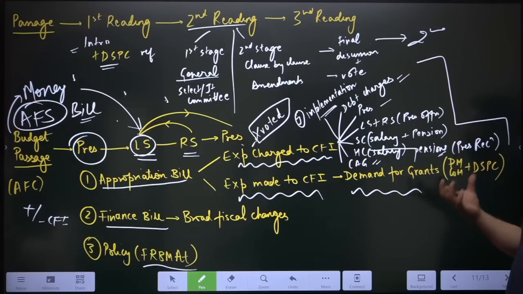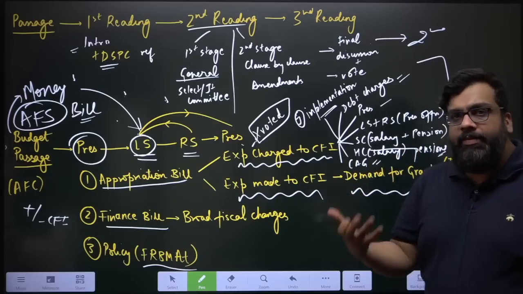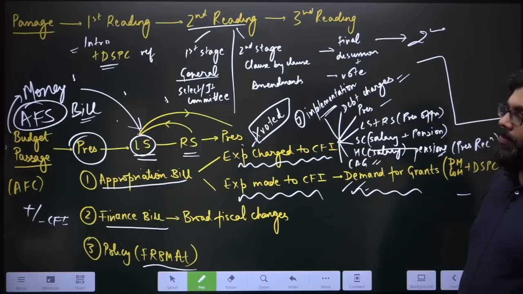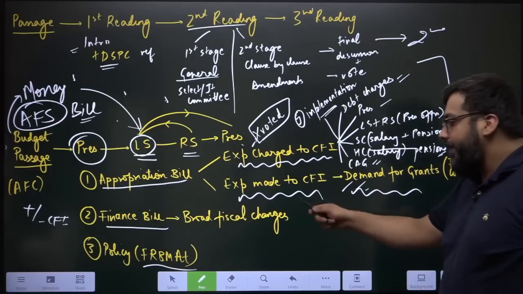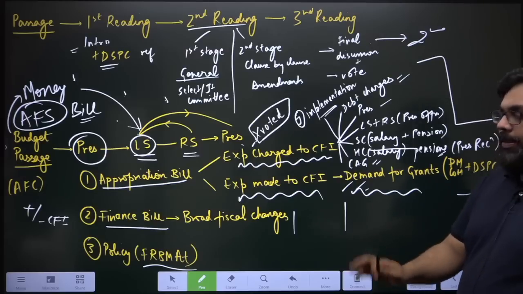They come to a consensus. They come to a good number. These committees comprise members of both the Lok Sabha and the Rajya Sabha. Therefore, there's a very sublime way of checks and balances, and then you essentially vote on a demand for grant. The finance bill again is nothing but a broad fiscal policy change. This is how it is voted.